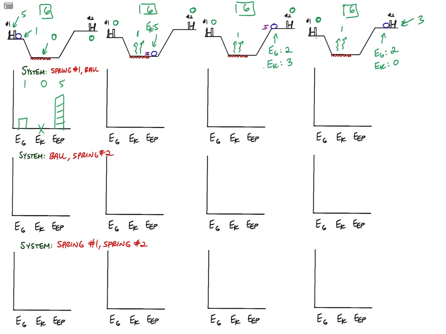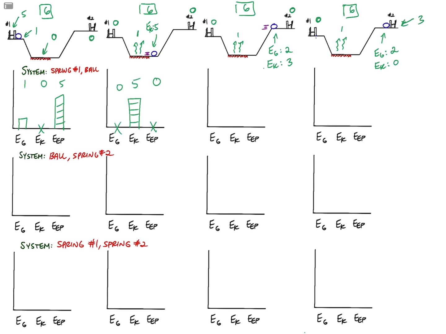Now I take a look at the second diagram. I'm still only looking at spring 1 and the ball. Spring 1 has no energy, so I cross that out. The ball, as you can see, we said it has 5 blocks of kinetic energy. It's on the ground, so it has no gravitational potential energy.